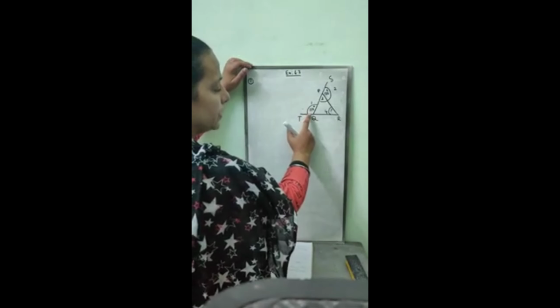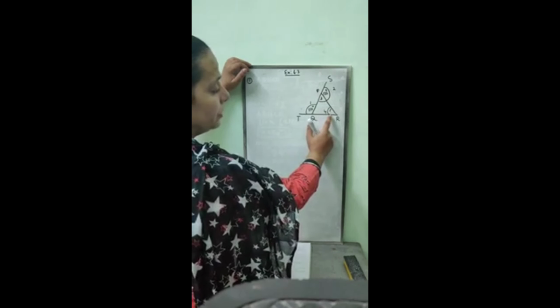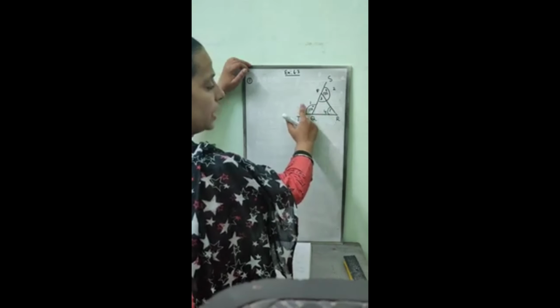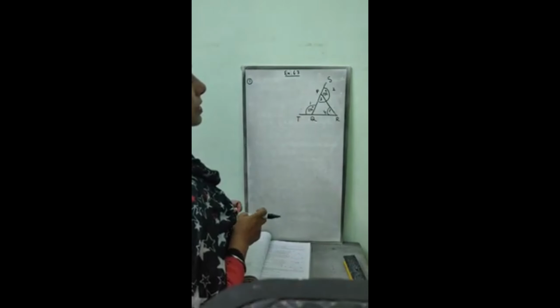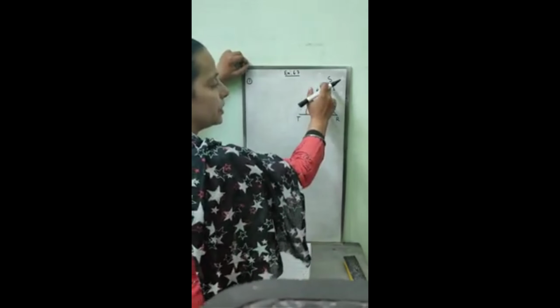Yes students, now we are going to discuss exercise 6.3 first sum. In this sum, this angle is 110, I have labelled it as angle 1. This angle is 135, I have labelled it as angle 2. What we will do, we will find angle 4 with the help of angle 1 and 2. Here I am marking angle 3 because without angle 3, angle 4 will not be possible. Clear? So let us start with this sum.